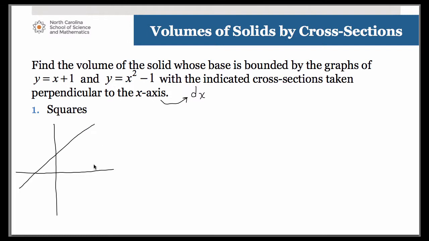So there's the linear function. Our cross section's perpendicular to the x-axis. So think once again of your representative rectangle. And that rectangle could go anywhere as long as it's touching both curves. But it's because of that vertical orientation of your rectangle that it's a dx problem. So the first thing we want to do is find the length of that representative rectangle, the length of our base.